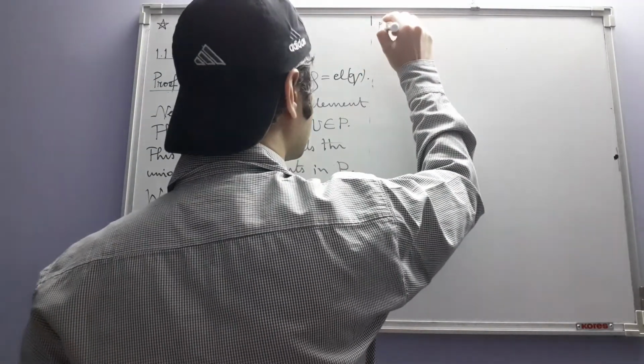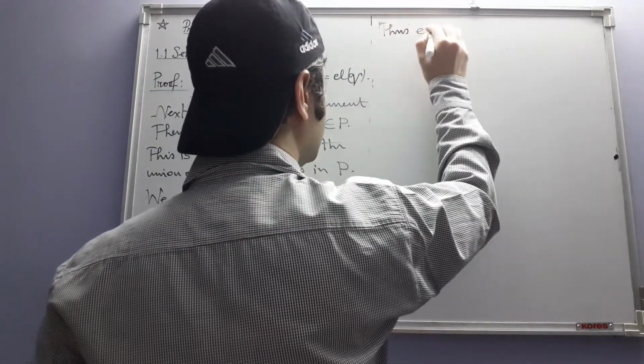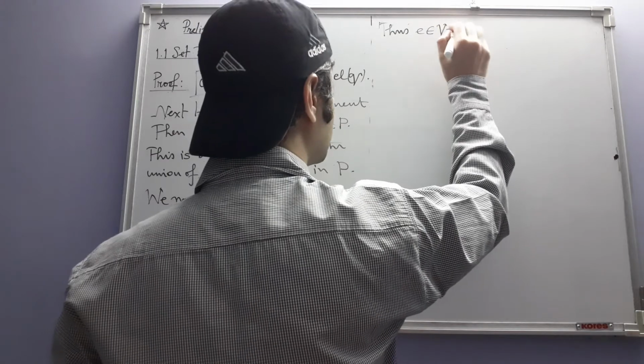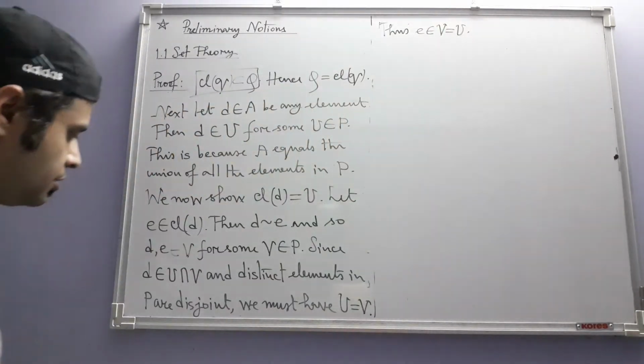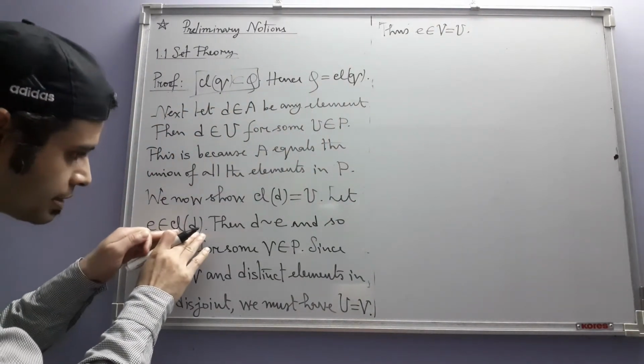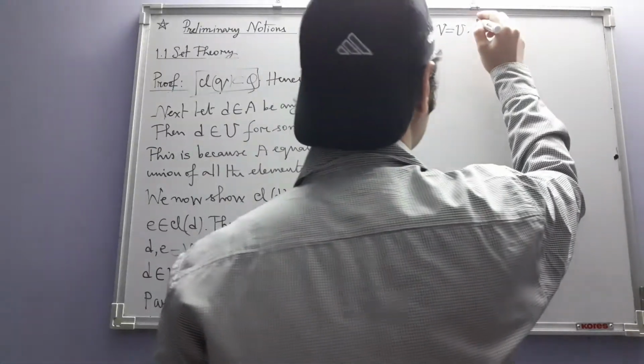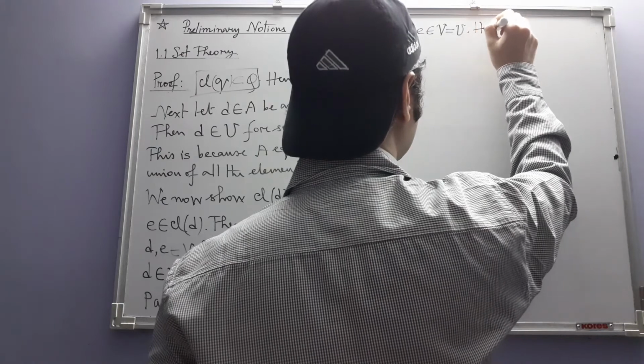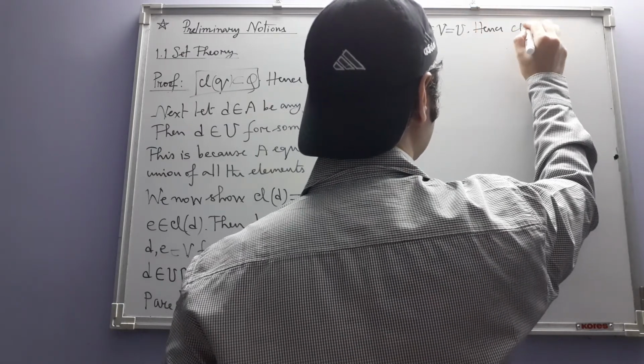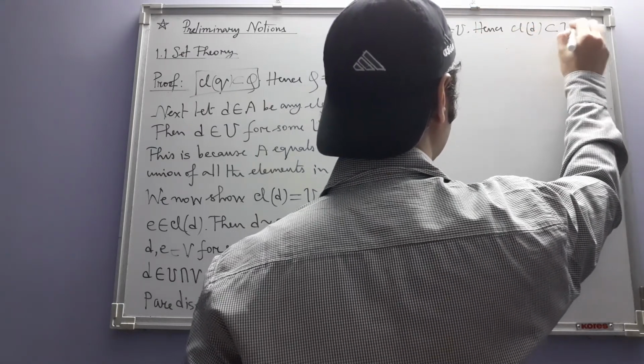Thus, E belongs to V, which is equal to U. So any element in this class, we have proved that that element is in U also. Hence, class of D is contained in U.